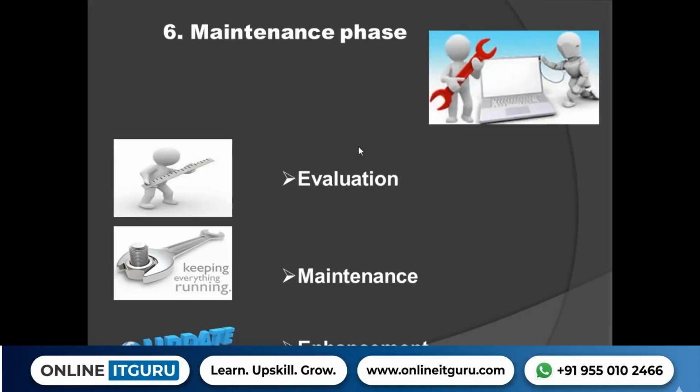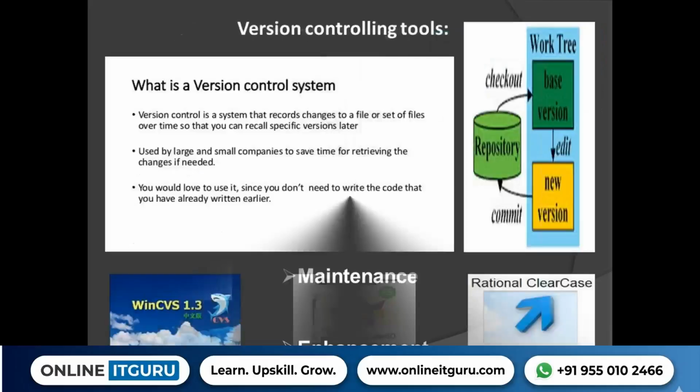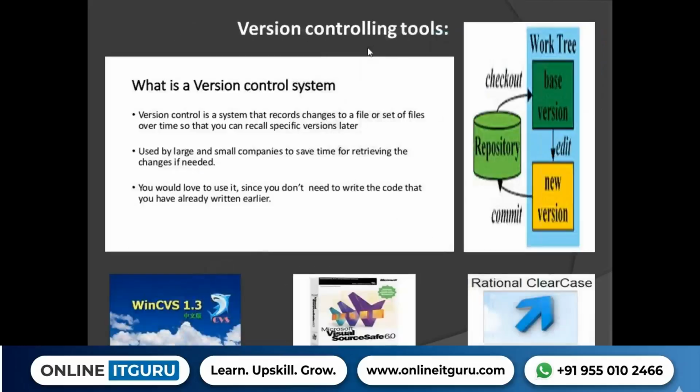Okay, got it. Now, these are the 6 phases, and this is about SDLC. Now we have one small topic in this, that is version controlling system. So what is version controlling system? Version controlling tools, it is also known as version controlling system, and version controlling system is also known as source control or revision control.